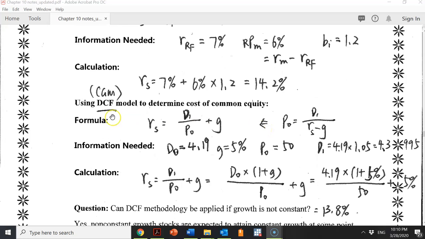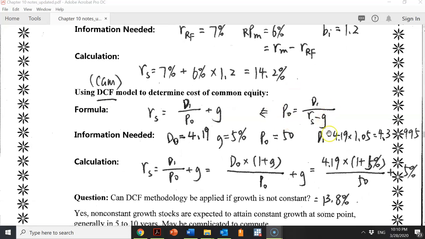For the second method, the constant growth model version of the dividend discount model, or discounted cash flow model, we can also determine RS, cost of common equity. The original model says P0, current stock price, equals D1, dividend at the end of the first year, over RS, cost of common equity, minus g, constant growth rate. So RS, what we're looking for here, equals D1 over P0 plus g. This new equation comes from the original model.